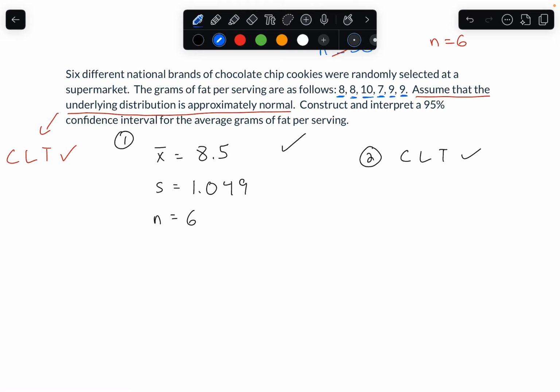And actually, before I do that, I'm going to have to find my T star. So actually, before I do that, let's pause for a moment and find that. So we said we wanted a 95% confidence interval.